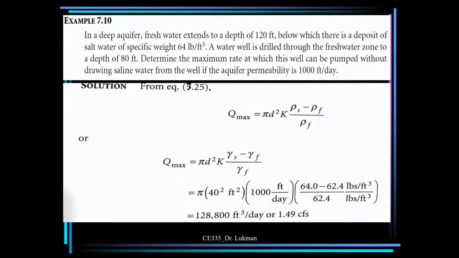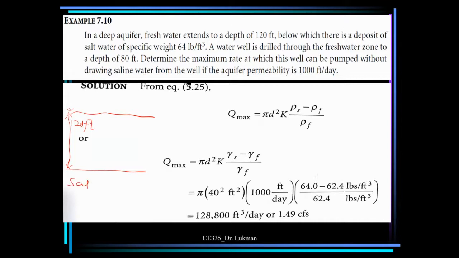Now, a simple example to demonstrate this, you have here example 7.10. In a deep aquifer, fresh water extends to a depth. So here you have a deep aquifer in which fresh water extends to a depth of, let's say, the ground surface, 120 feet, fresh water, below which there is a deposit of salt water of specific weight.